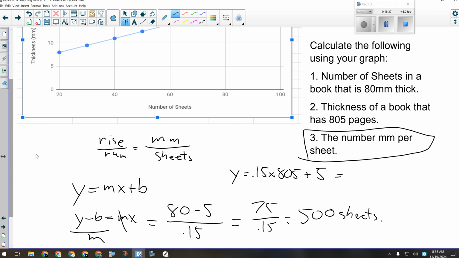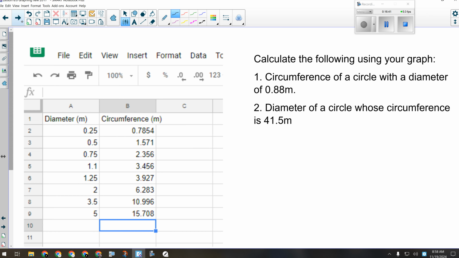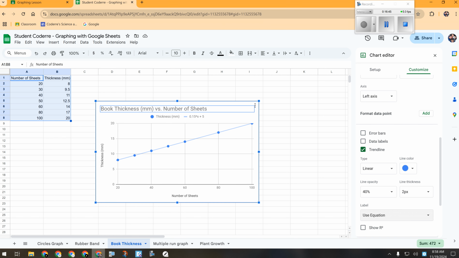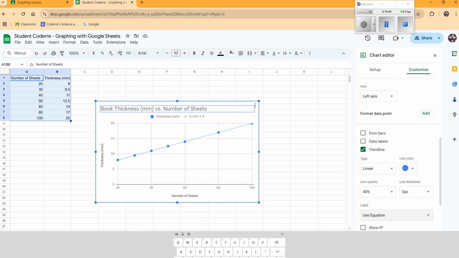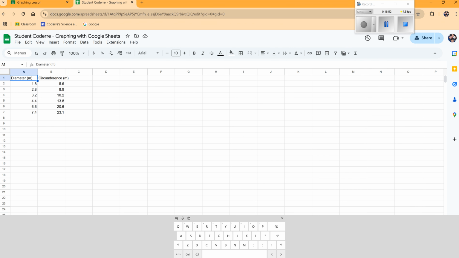All right. So the next one I would like you guys to do is the graph of diameter versus circumference. That'll be under circles graph, right here, the first tab. In this one, the manipulated variable is the diameter, the responding variable is the circumference. I want you to build this graph, put the best fit line on there, get the equation, same as we did before. I'll give you a few minutes to do that.